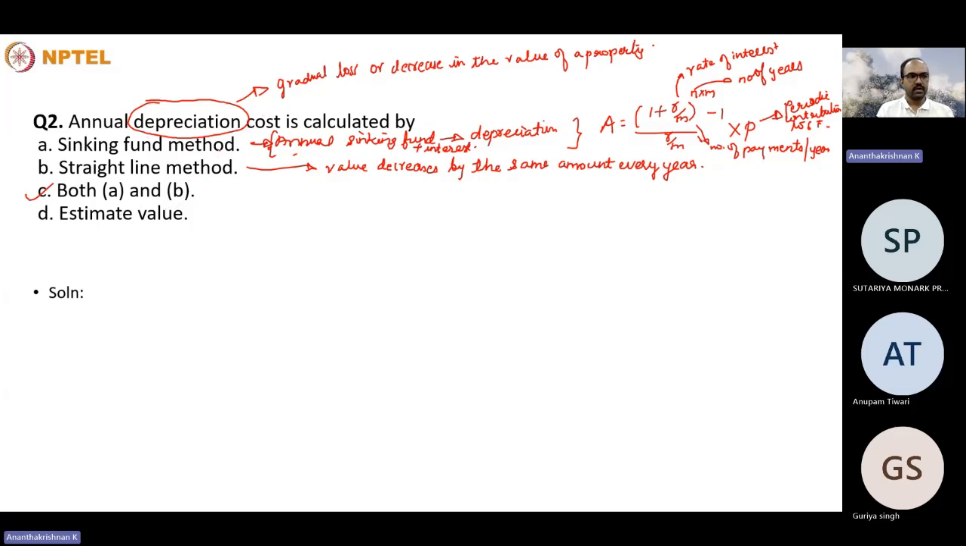Estimate value is not purely technical. It has to take into account the person who estimates it, so the technicality part will not be there. That's why we go for both A and B.